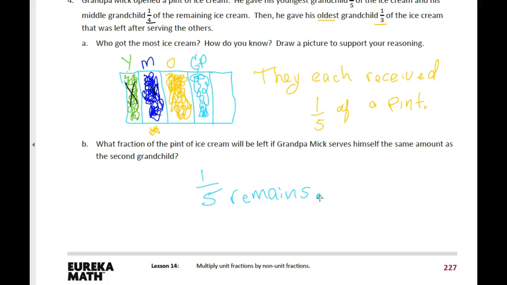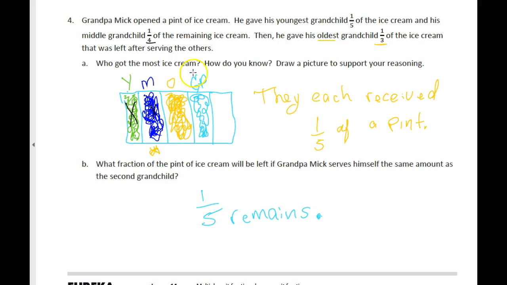Period. That's it. That's your sentence. So each one of them got the same amount, even though when we looked at this, it's 1/5, 1/4, 1/3, 5, 4, 3. He got half of what was left, 2, and then we have 1. Kind of interesting. All right, so here's your homework.